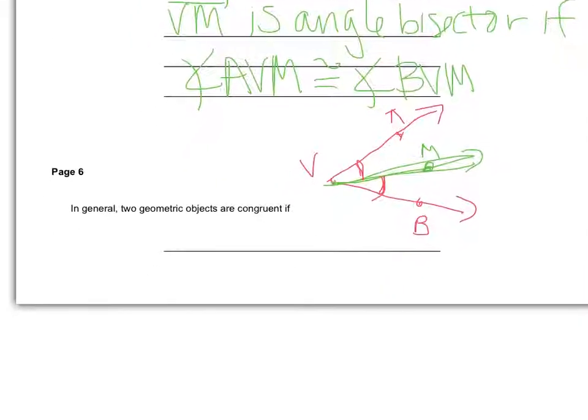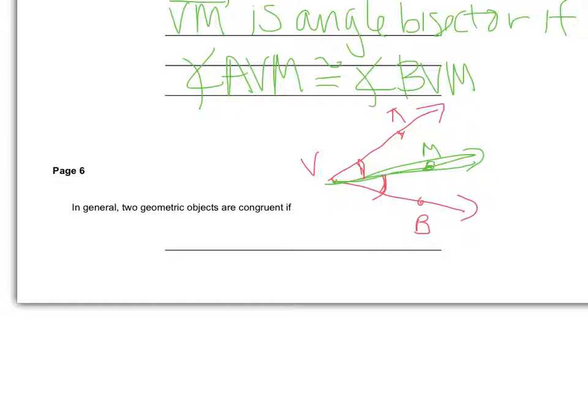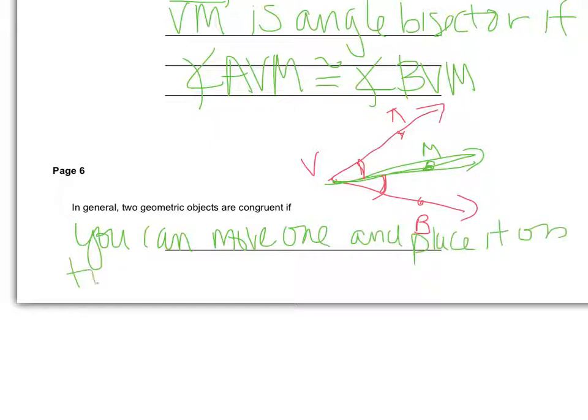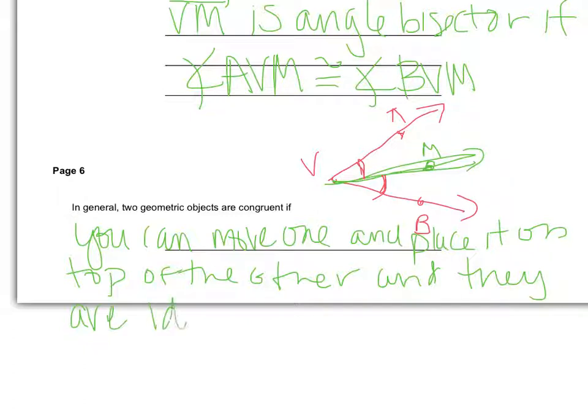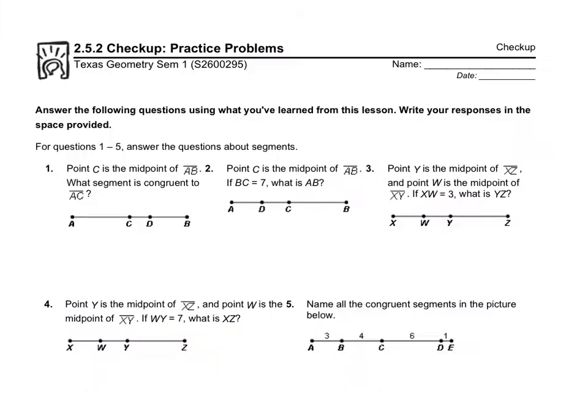In general, two geometric objects are congruent if you can move one and place it on top of the other, and they are identical. That's the only way two things can be congruent.